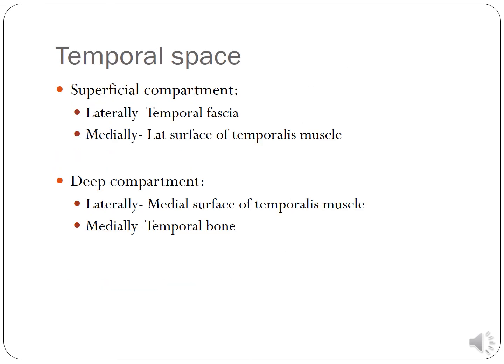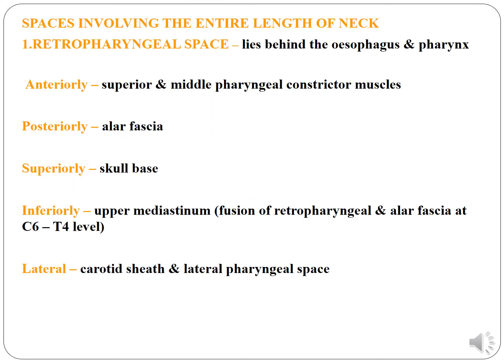So you have the temporal space with the superficial compartment and deep compartment, which is bounded by the two fascias: the temporalis fascia with the lateral surface of the temporalis muscle, and the medial surface of the temporalis muscle and temporal bone. That is like shelves, like a bunk bed. One bed above, one bed below, like that. Two spaces which are overlapping each other, and then the spaces involving the entire length of the neck that we have seen already.